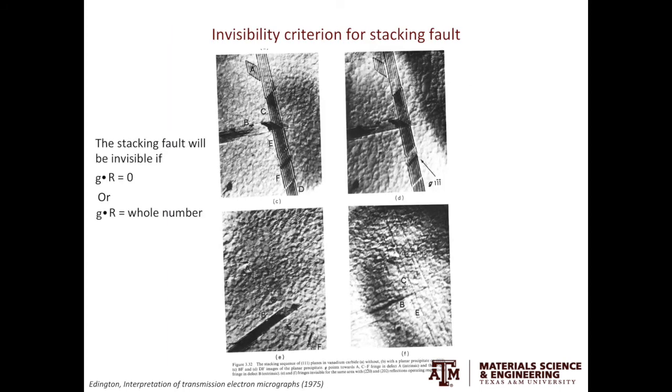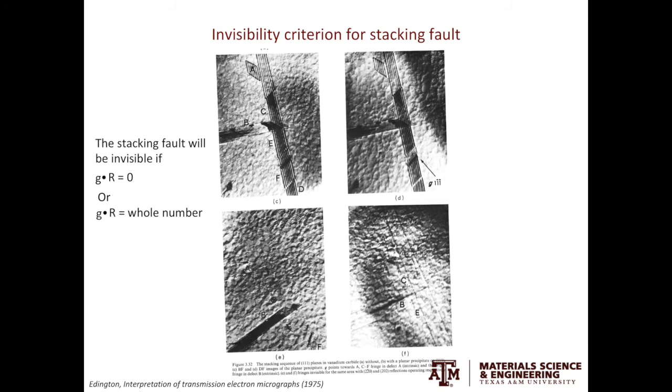In dislocation imaging, which we'll discuss in the next video, you can use multiple g dot b conditions to determine the Burgers vector of the dislocation. In a very similar way, you can use different g dot R conditions to make stacking faults visible and invisible to determine the fault vector. This is a really good example from Edington's book. By selecting different g vectors, you can make some of the stacking faults appear and disappear.